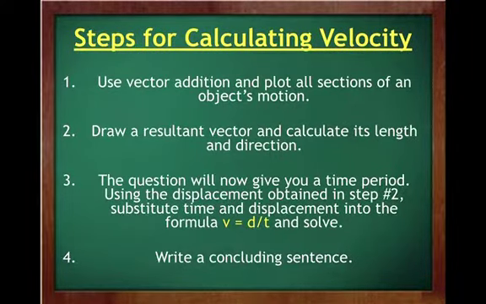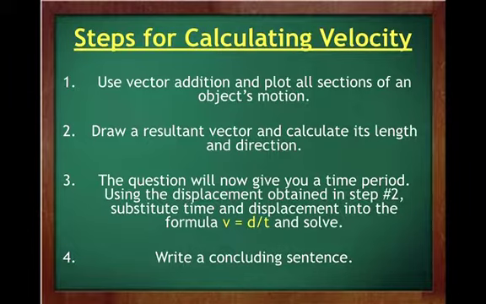So when we're talking about calculating that velocity, it's the same general steps of what we've been doing before. Start with your vector addition and plot all sections of an object's motion. Plot the distances that it's traveling in each section. Draw your resultant vector, going tip to tail again, from the tail of the first one, from where you originally started, all the way to where you've actually ended up. That's your resultant vector. Calculate the length and direction of that resultant vector using either the vector component method or the math method using law of sines and law of cosines.